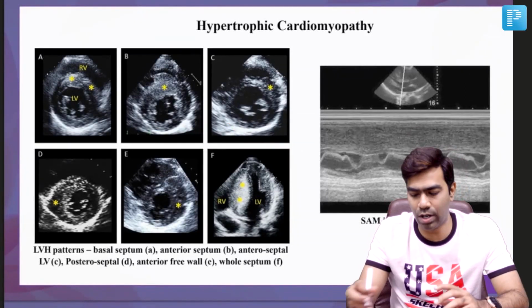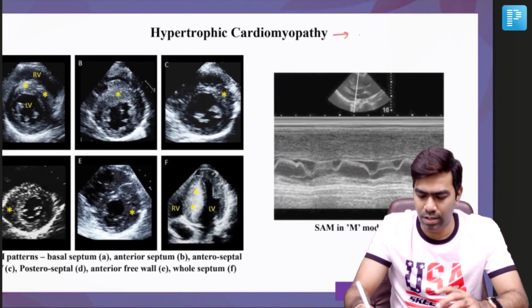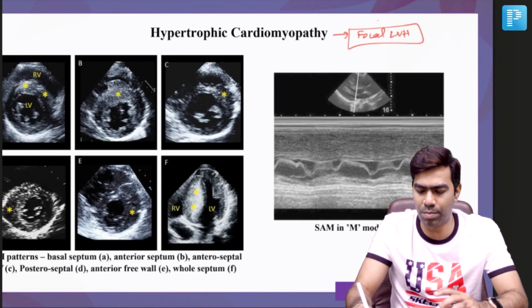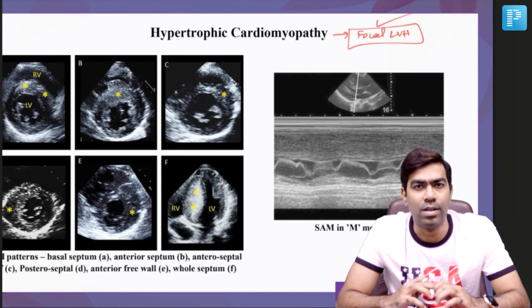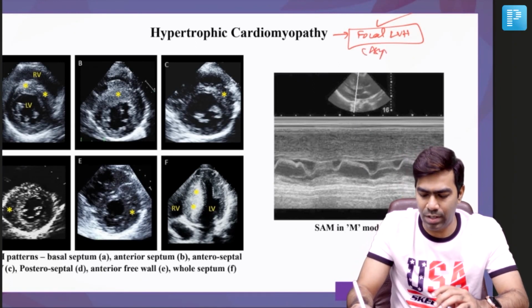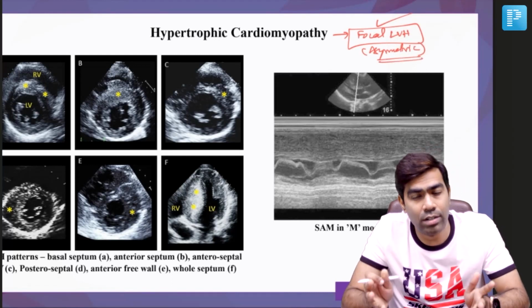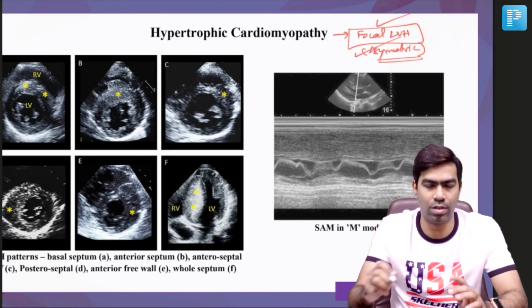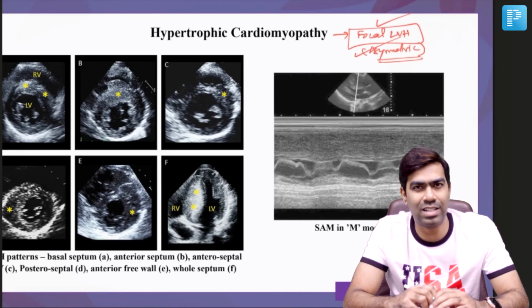Coming to changes in echocardiogram, the most important thing that you need to know is that in echocardiogram, you will see a focal left ventricular hypertrophy, which is very typical of hypertrophic cardiomyopathy, which means you will see an asymmetric LVH. Remember, seeing a symmetric or a concentric LVH does not rule out an HCM, but very often you will see a focal LVH, or we call it asymmetric LVH.